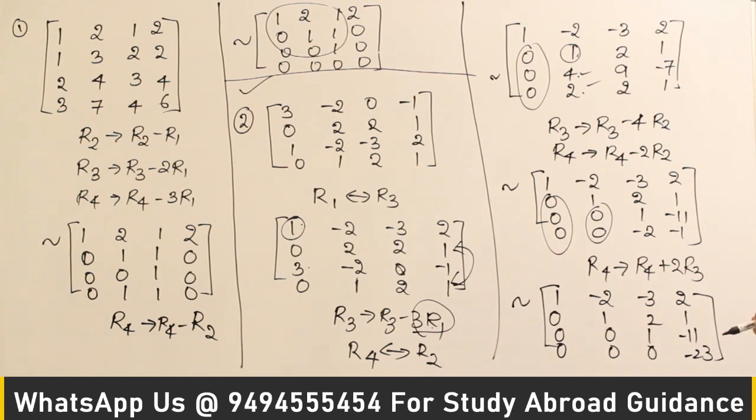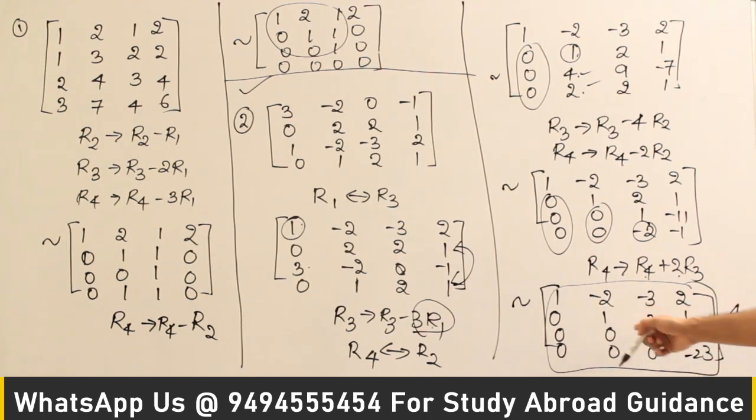And now finally I want to make this one 0, just to make that echelon form. So for that I am multiplying this one with 2 and adding it to R4. Then I got this. Okay, now if you observe it, it is in echelon form, and in this echelon form the number of non-zero rows is 4. Therefore the rank of this one is 4.